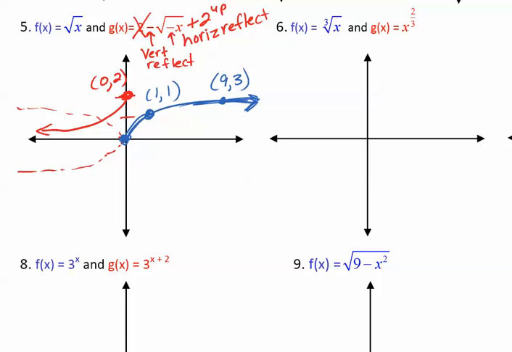In number 6, the cube root has no domain issue. The cube root, we'd go over to 8 to get up to a height of 2.